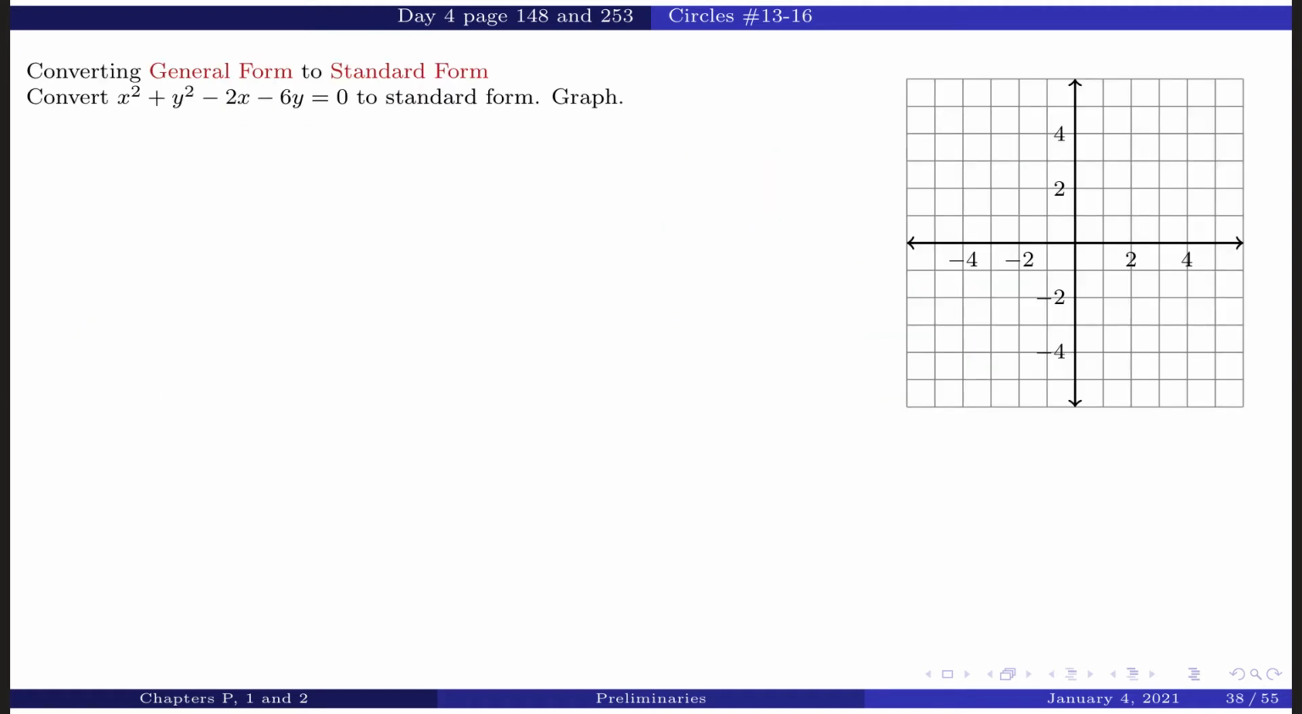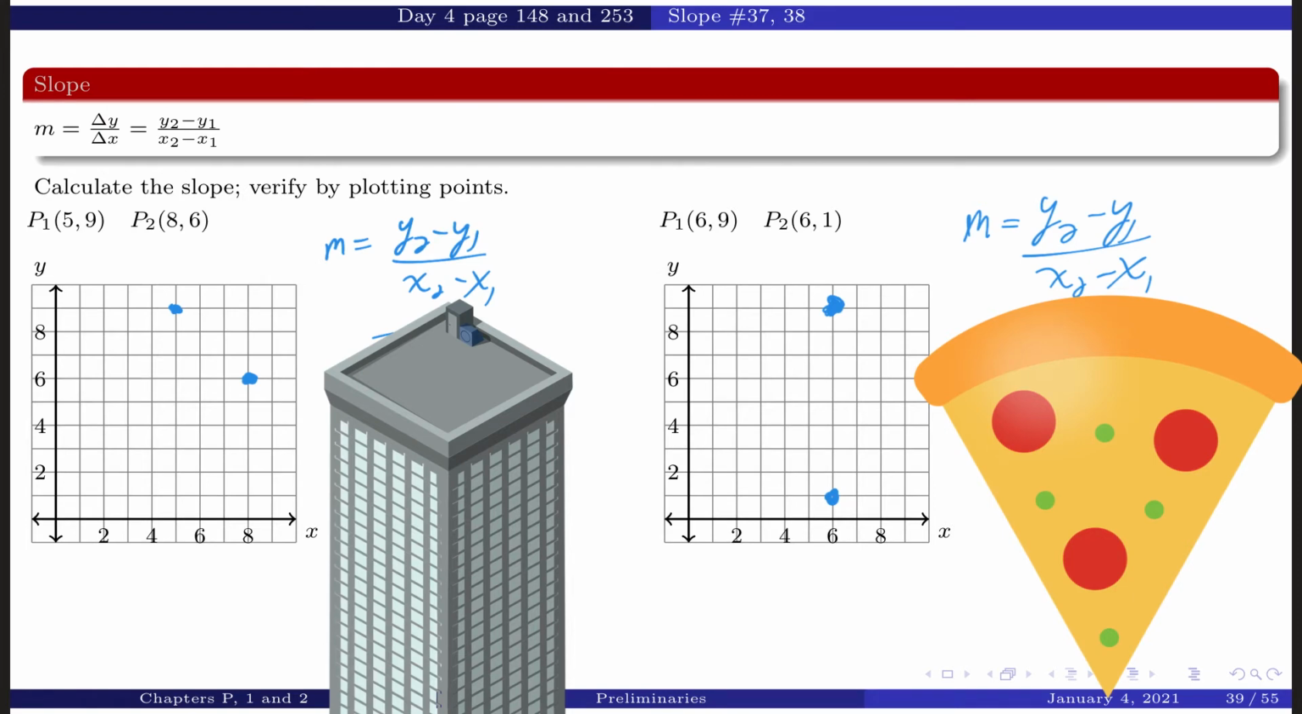This example involves completing the square, and I think we're going to postpone it because we'll see completing the square again in a later lesson. Okay, third topic is slope. You've seen the slope formula before. You know that it's change in y over change in x, which means y2 minus y1, x2 minus x1.